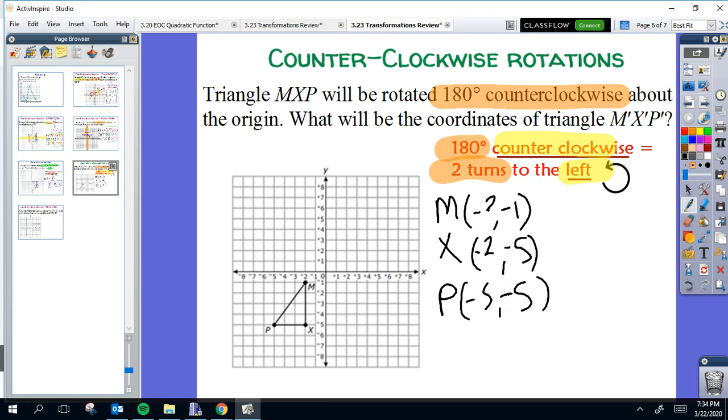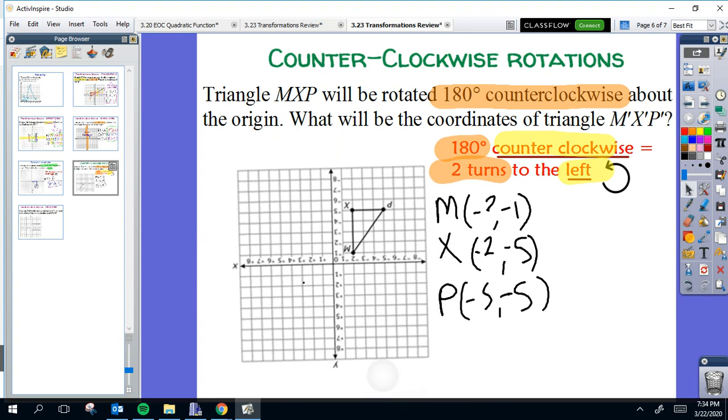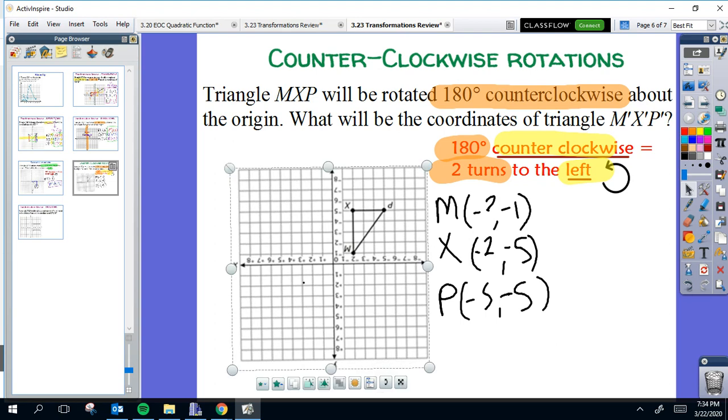And X is going to be negative 2, negative 5. All right, now after I rotate it 2 times to the left, 1, 2, this is where my new shape is going to be. Remember that I'm disregarding or ignoring these original values. I'm going to pretend that they're no longer there, and I'm just going to count the values that I see. So I'm going to do this in white, pretend that these values are not there, and we're just going to count where the dots are on the new graph.